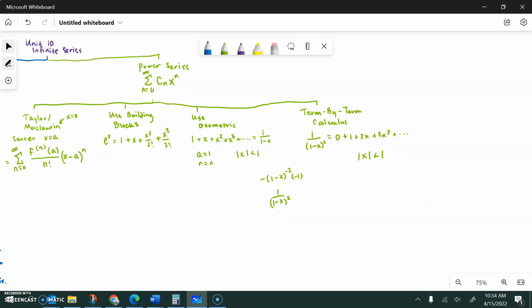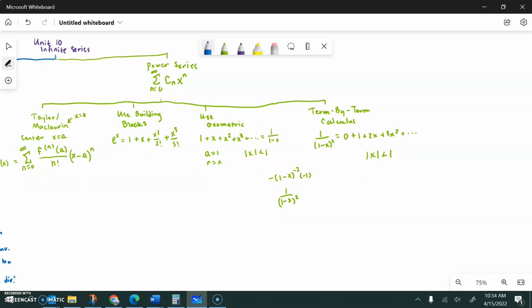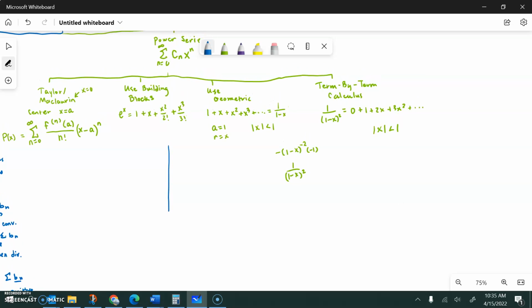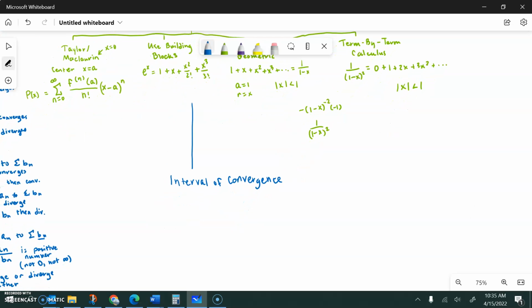Our next subtopic here is that when we use a power series to approximate a function, we get an interval of convergence. It might approximate the function for all values of x. It might approximate the function just at the center. It does for sure at the center. And it might approximate the function for some interval. There are two options for interval of convergence.